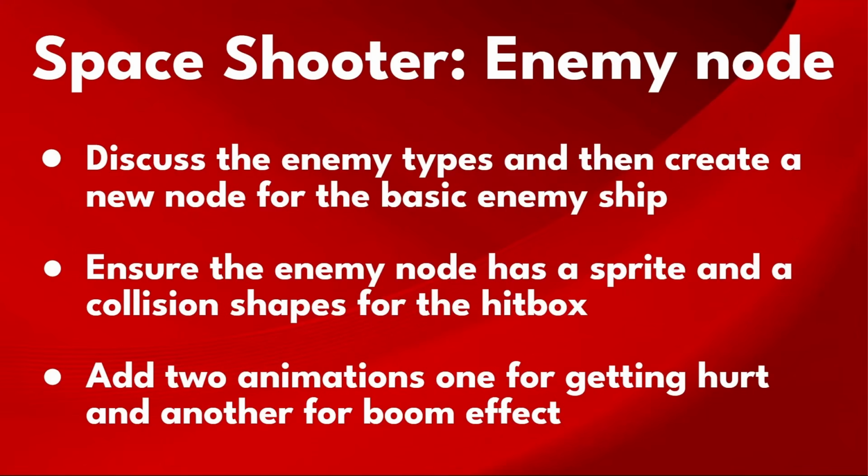In this section, we're going to create the enemy node. We're going to start off and discuss the enemy types. Then, we're going to create a new node for the basic enemy ship. We're then going to ensure the enemy node has a sprite and a collision shape for the hitbox. We're also going to add two animations, one for getting hurt and the other for the boom effect. Now let's go ahead and jump right in.